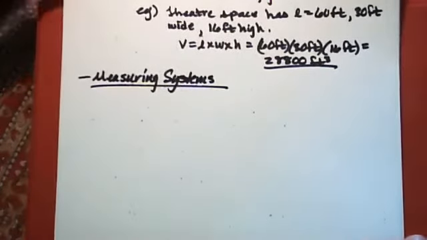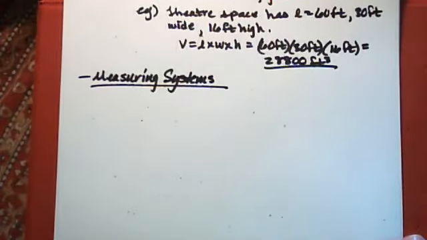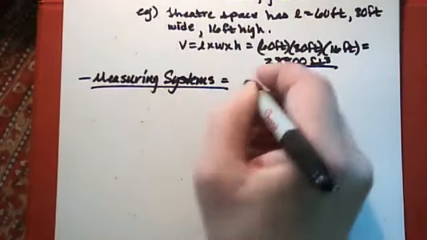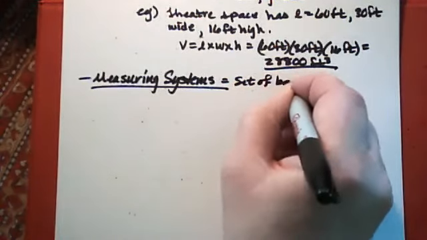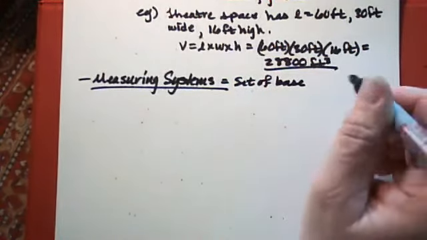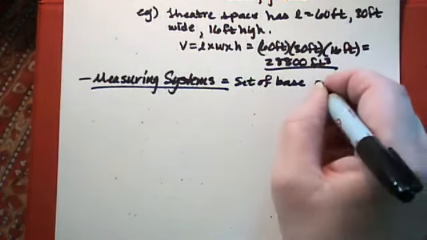In order to do measurements, we need units, of course, as I already said. And units are usually part of what's known as a measuring system. A measuring system can be thought of as just a set of base units that a governing body agrees upon.